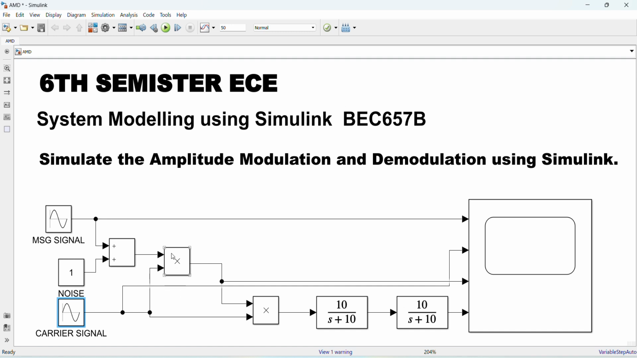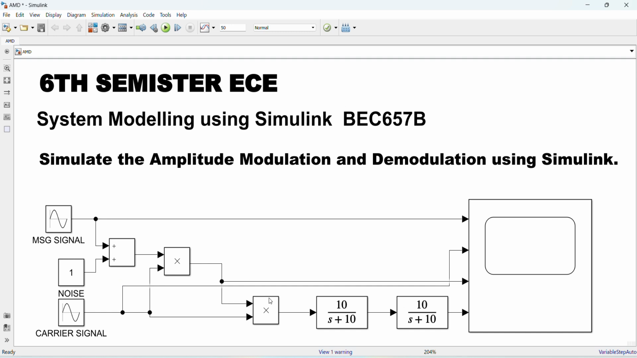This is the modulation process. The message signal is multiplied with the carrier signal to generate the amplitude modulation wave. This process is called amplitude modulation. Here we add random noise. This block is optional.